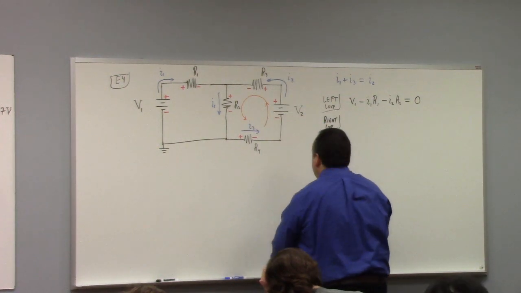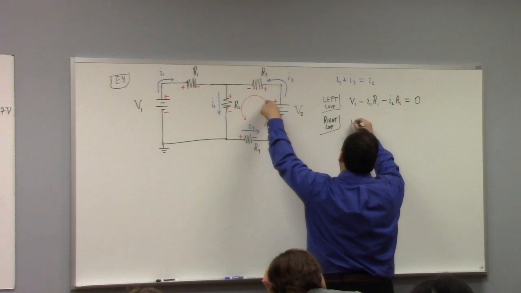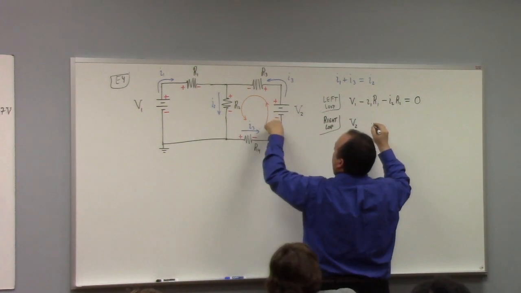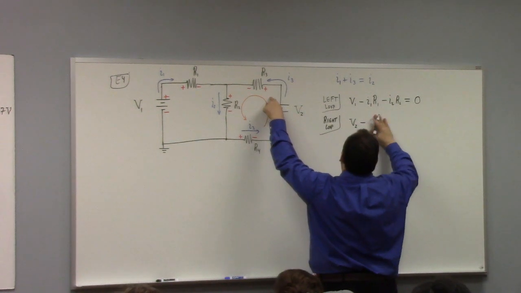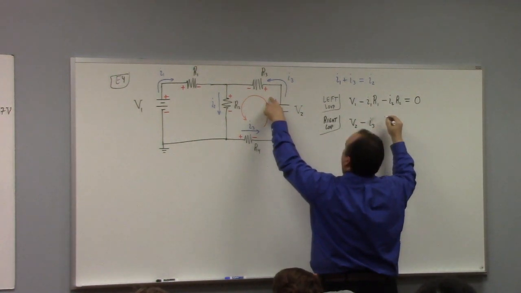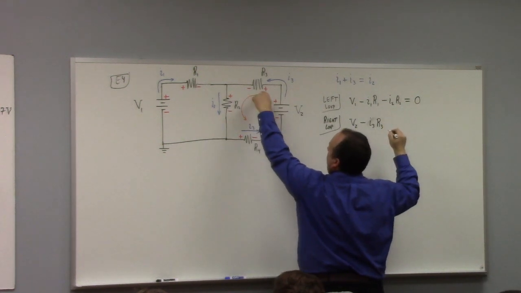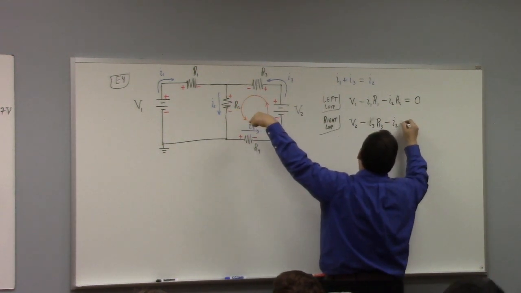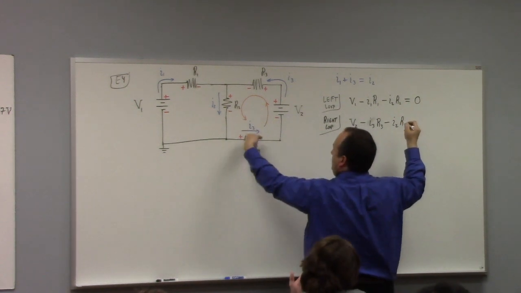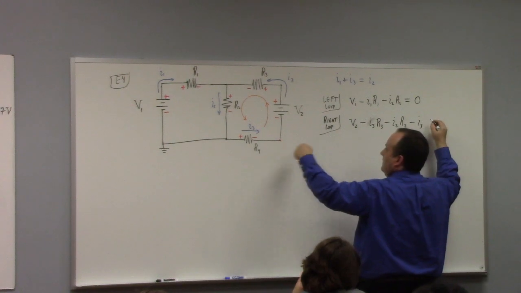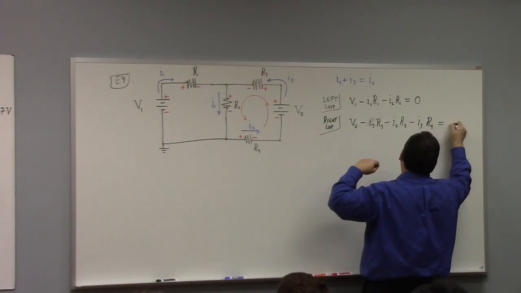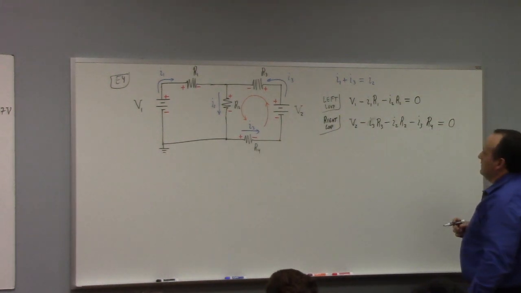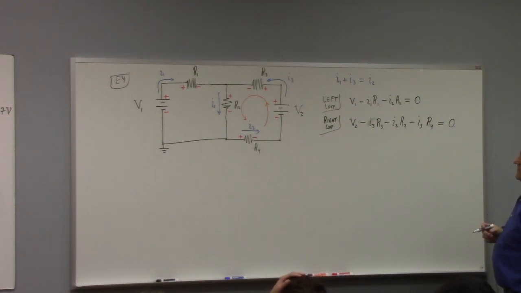So if I do that, I go V2 minus I3R3 minus I2R2 minus I3R4 equal to 0. Well, these examples are not quite doing what I wanted them to. There's a certain thing I wanted to happen, but I just have to be content with it.